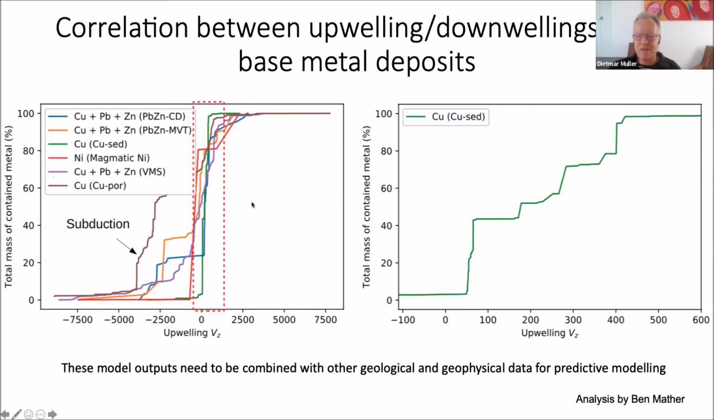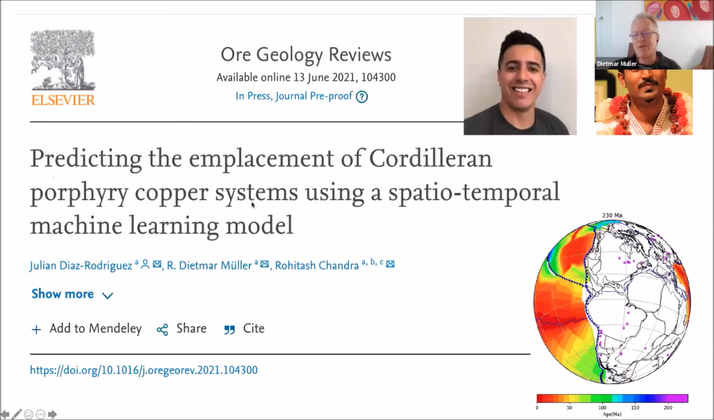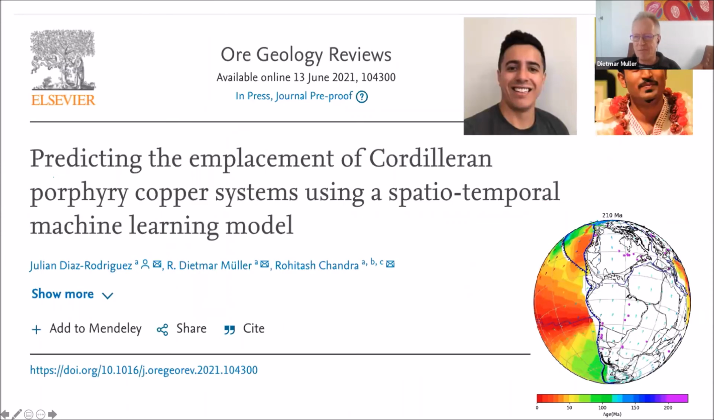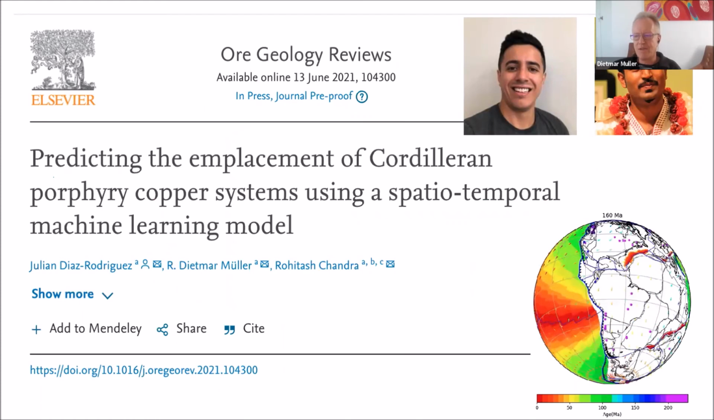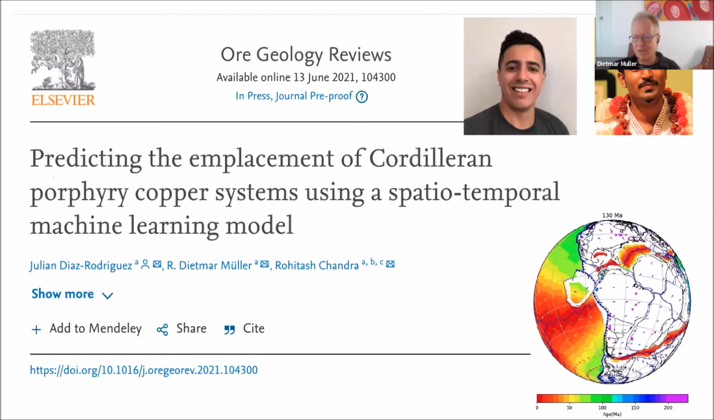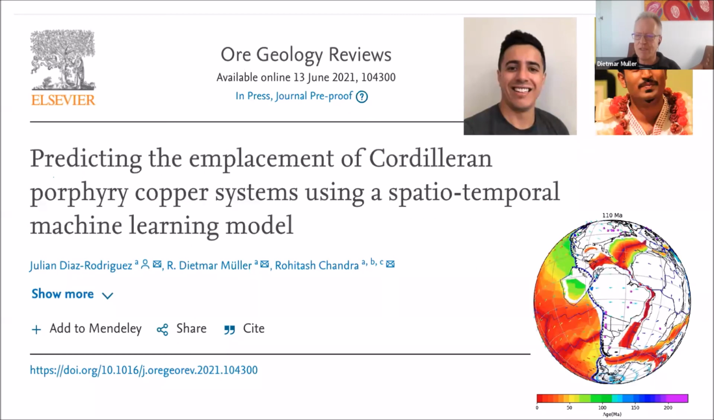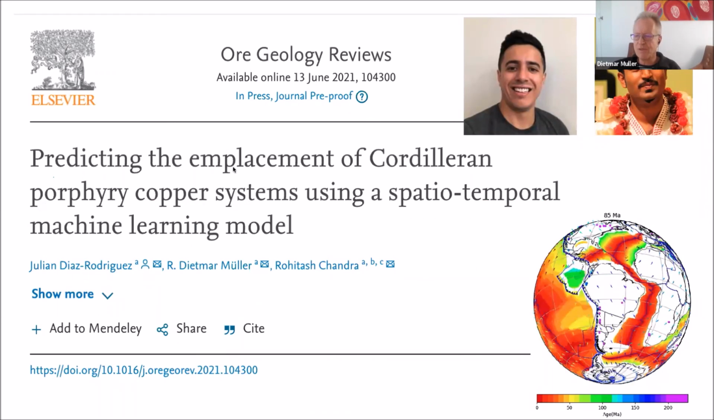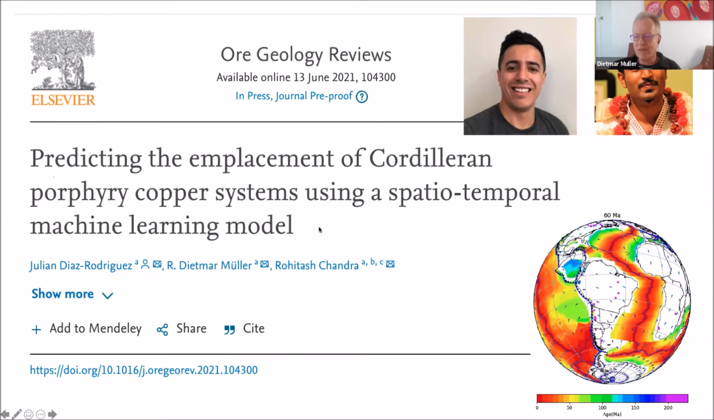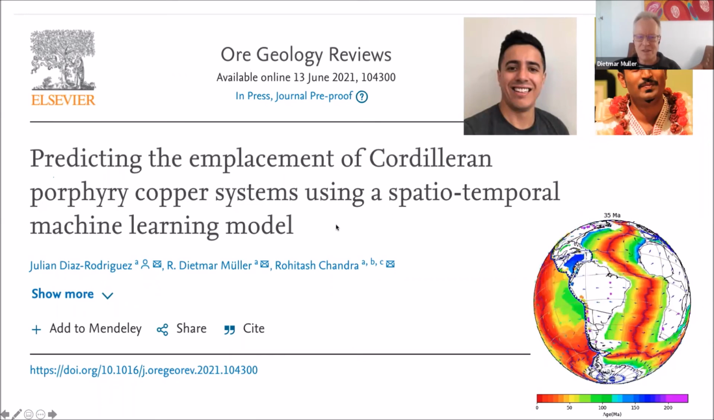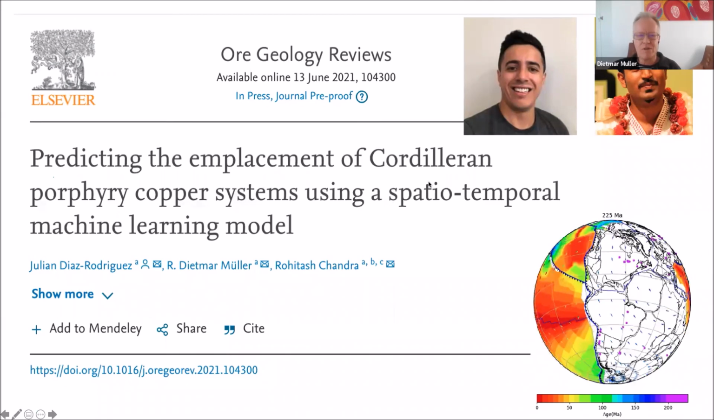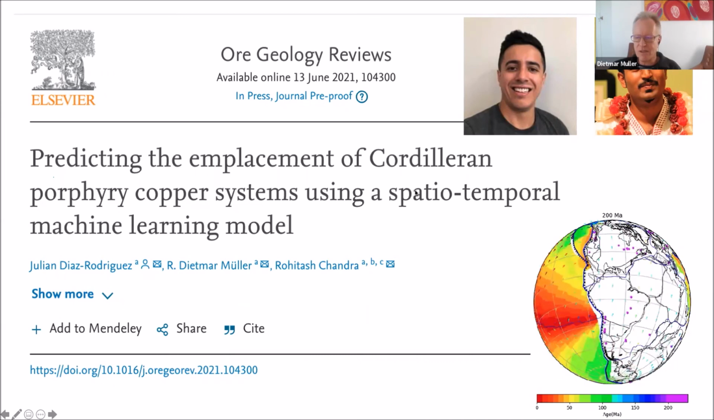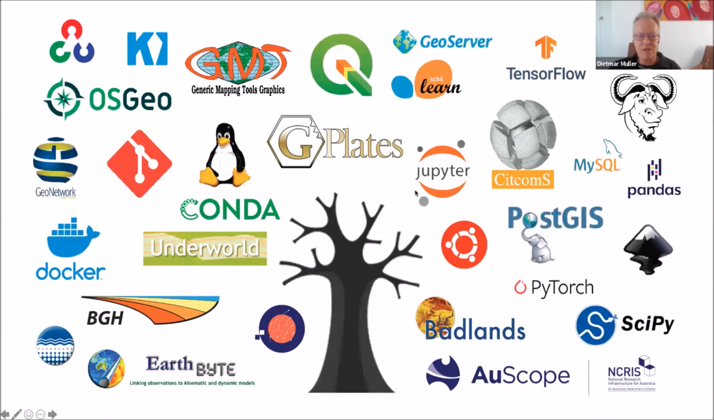Now, there's perhaps some interesting clues in here that can be exploited together with a host of other data that we won't explore today, right? I also want to point out that just 4 days ago, we published a paper in Geology Reviews that looks at the subduction part of this story, where we predict the emplacement of Cordilleran porphyry copper systems using a spatial temporal machine learning model. And that's the work of my recently finished master's student, Julian Diaz-Rodriguez, and also involves Rohit Chandra from UNSW on the machine learning side. You might want to have a look at this.